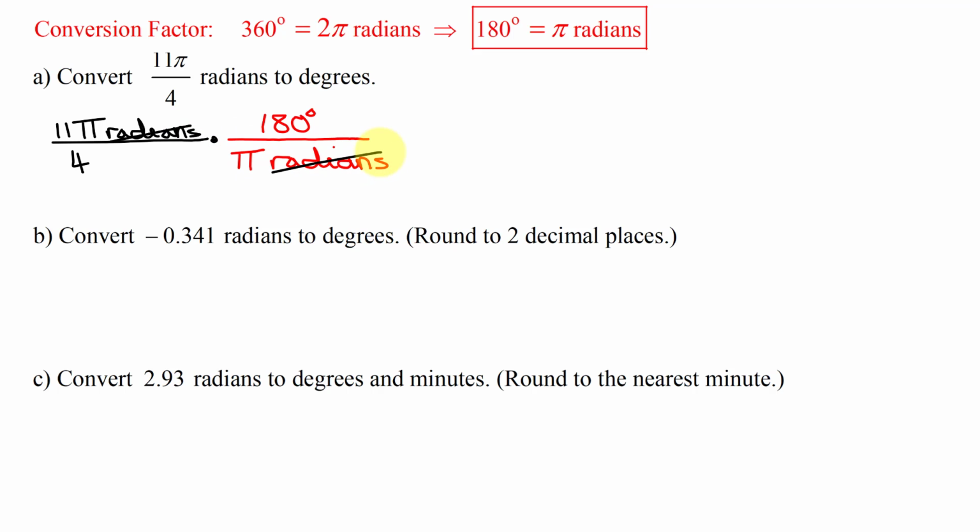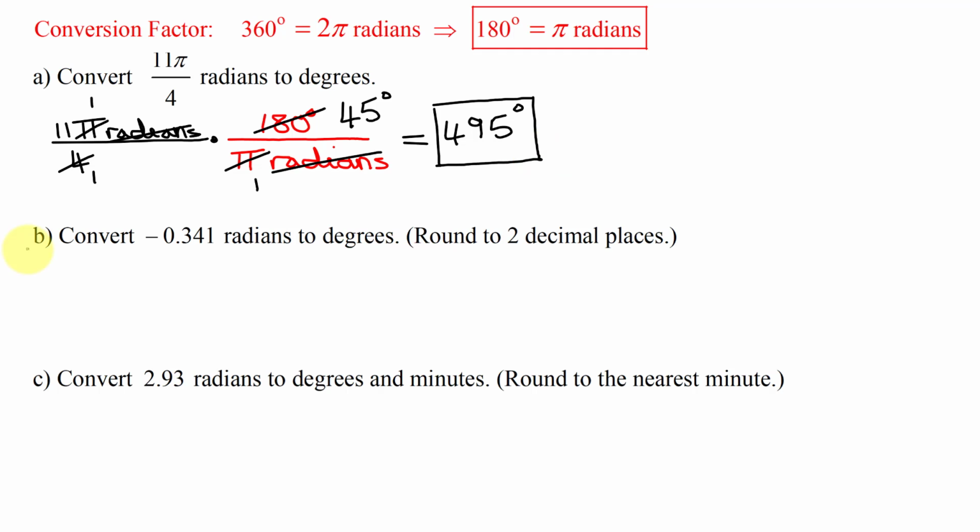My radians reduce and it just leaves me with degrees, which is what I want. Does anything else reduce? This pi will reduce with this one, and then 4 divides into 180 45 times. So I'm going to get 11 times 1 is 11, and 11 times 45 is 495 degrees. Divided by 1 times 1 is 1, so 495 degrees divided by 1 is just 495 degrees. So that is the answer to part A.